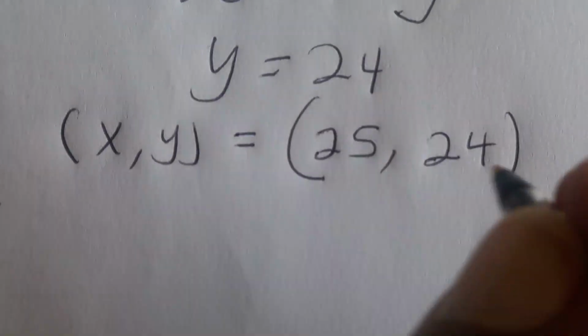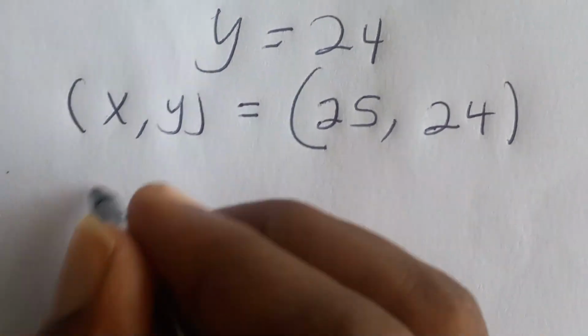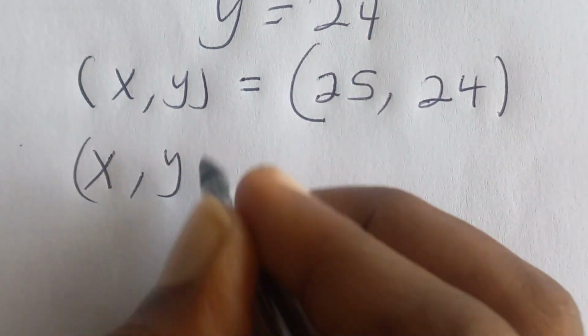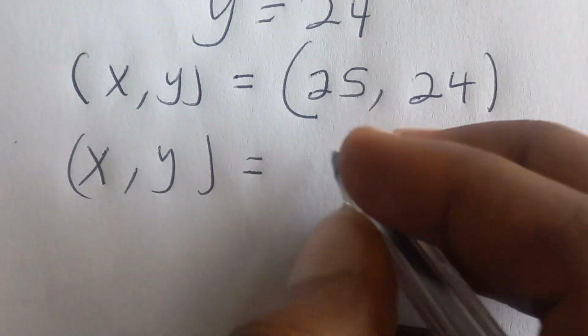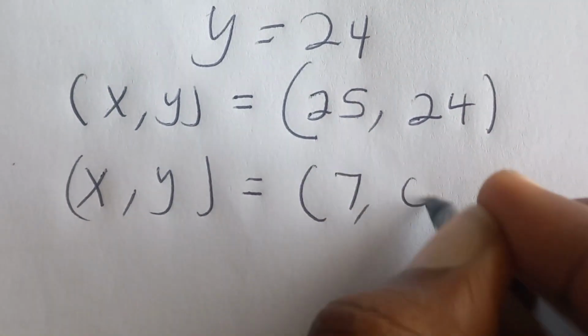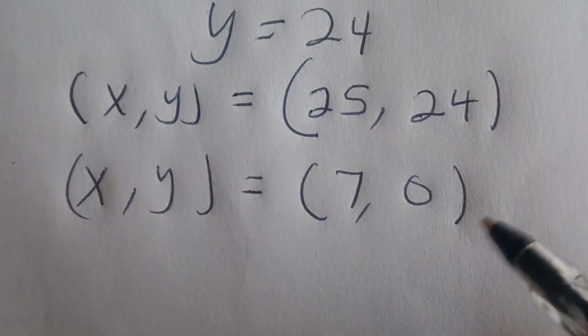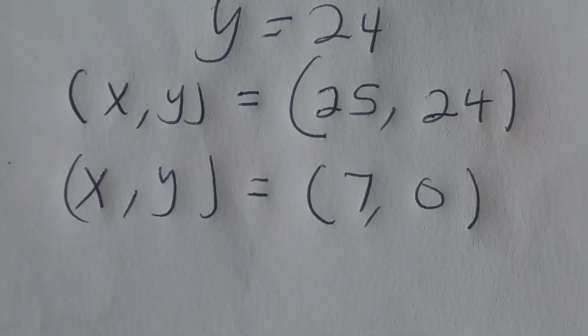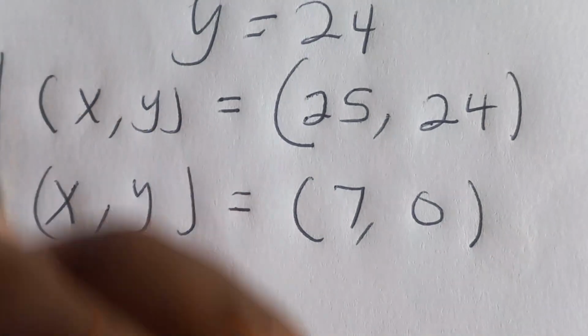And then the first solution we had was (x, y) is equal to (7, 0). So this is our final answer for the equation.